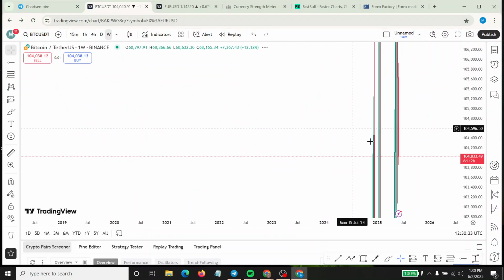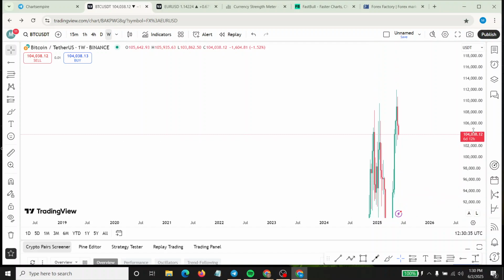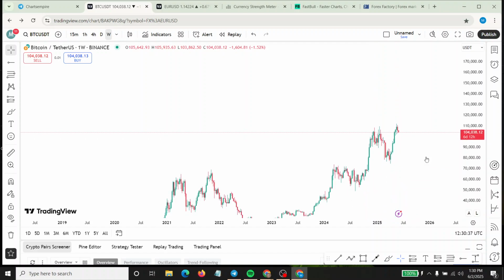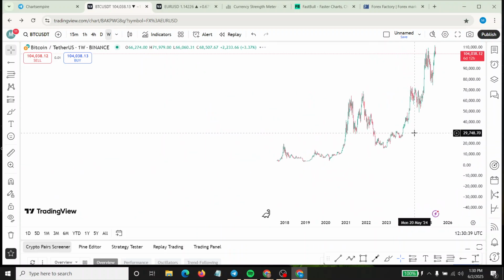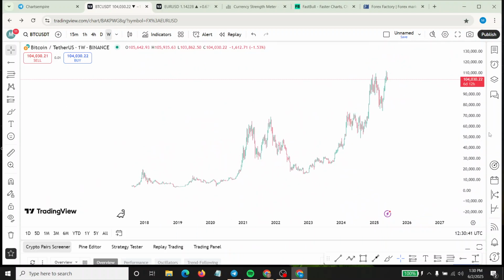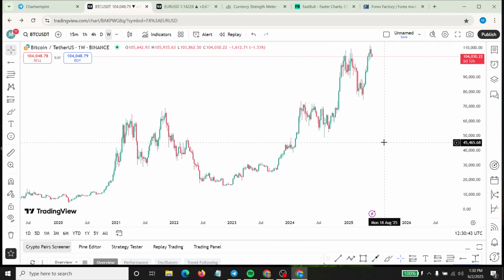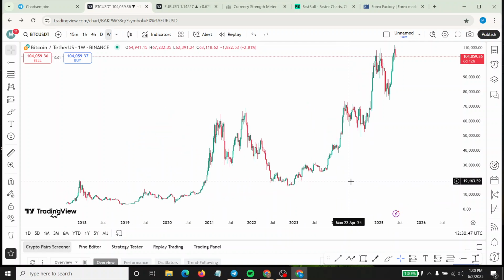Now, if we want to start, maybe we want to look at this market from the weekly. Here, we can see that we have some things. We want to first of all identify what happened in the previous data, what the market has done.